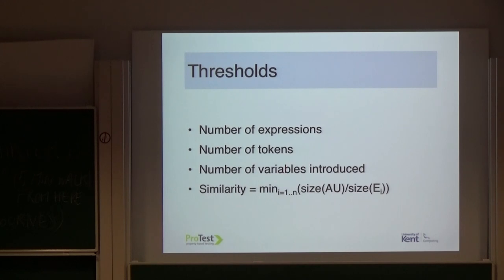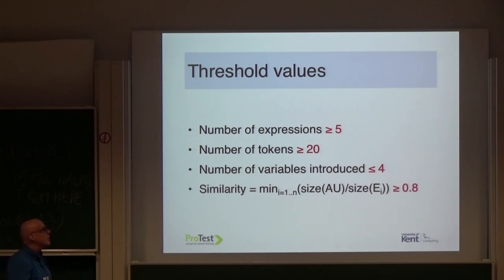So we can choose a collection of these. We've got these thresholds. We then need to think of values for them. And our defaults in the system that you get, we say, well, we want at least five expressions, we want at least 20 tokens, we want no more than four places where we have to introduce a new variable, where there are substantial differences between the clones, and we want the abstraction to be 80% of the size of the original. Now, those are purely arbitrary.